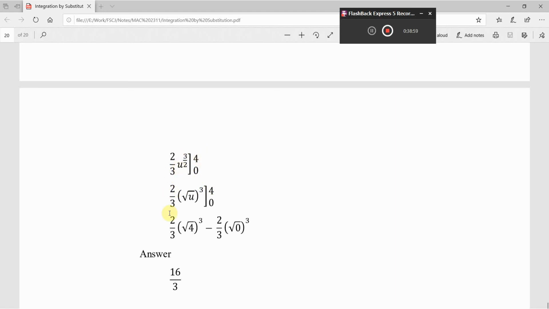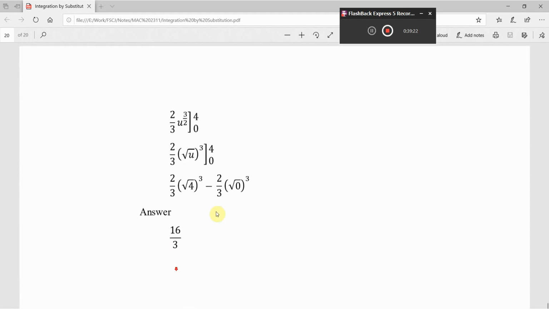All right, u to the 3/2, that's the same thing as the square root of u to the 3rd power. So plugging in my endpoints, I get 2/3 times the square root of 4 cubed minus 2/3 times the square root of 0 cubed. Well, the 0 stuff, that's going to go away. Square root of 4 is 2. 2 to the 3rd power is 8, and 8 times 2 is 16. So my answer is 16 over 3.